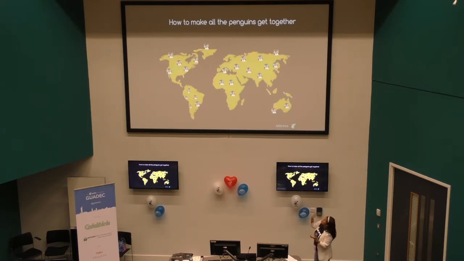But how can I make all the penguins get together? Now we are at GUADEC. We are in person, a face-to-face meeting. Or maybe in the Hackfest in February. But what about besides July or besides February? How do you get in contact with each other? Andre? Yeah, he does chat in IRC channels and by emails, other technologies, maybe Skype, I don't know.